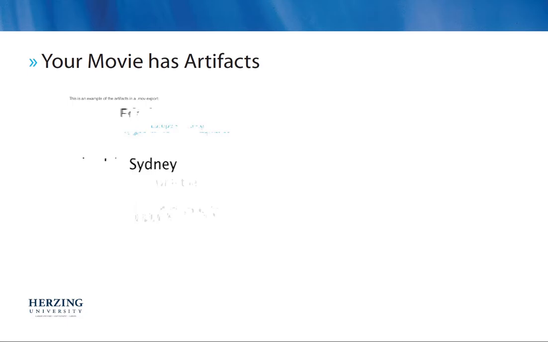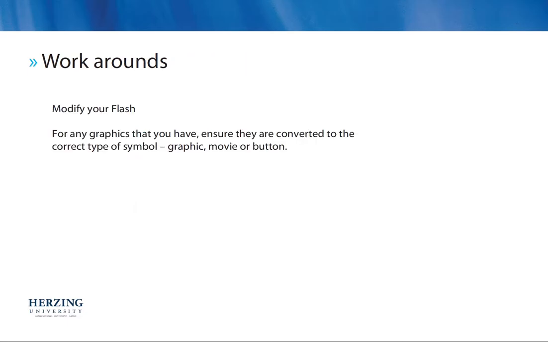There are a lot of workarounds for this, but predominantly, before you try anything else, you should make sure that you have used a symbol for everything that is moving on your screen. If you don't use symbols, this happens. So once again, make sure that you have the correct type of symbol for what you're doing: a graphic, a movie clip, or a button. Generally I like using movie clips, unless it's a button, in which case you can't use it. The graphic symbol seems to me like it's almost not worth doing.